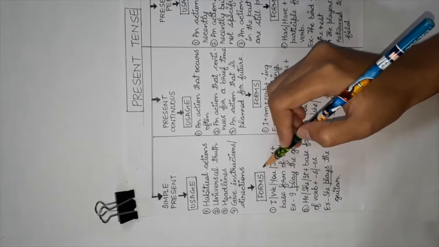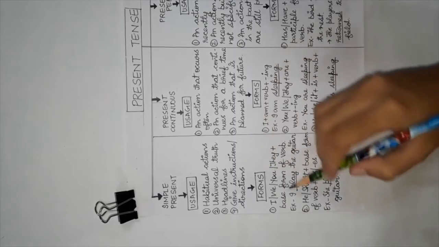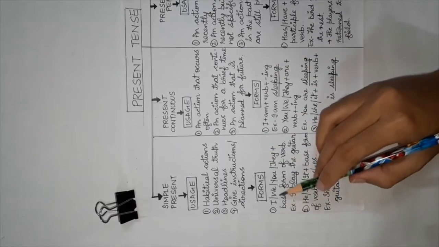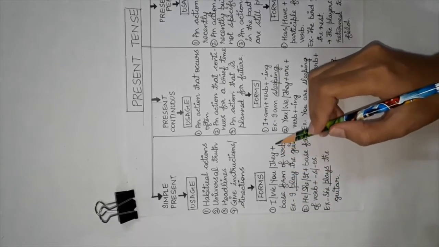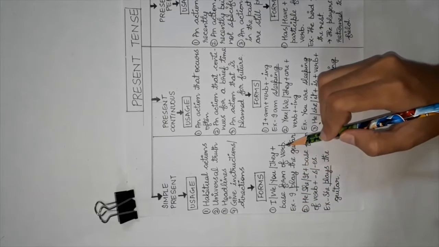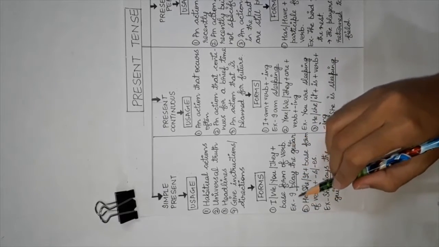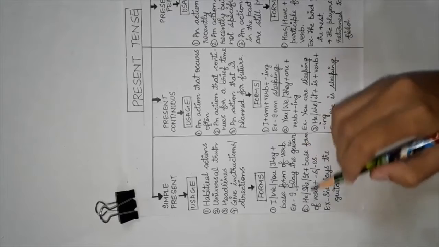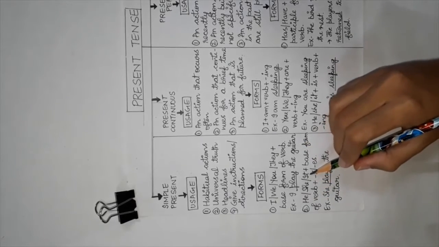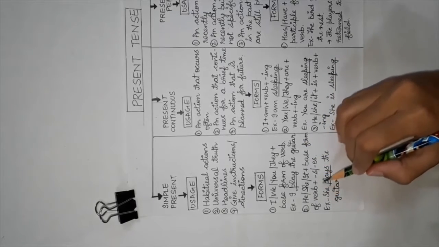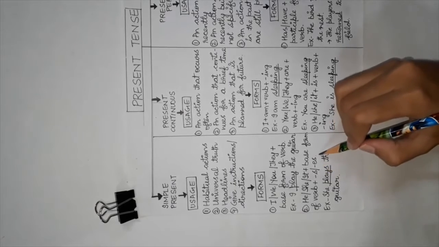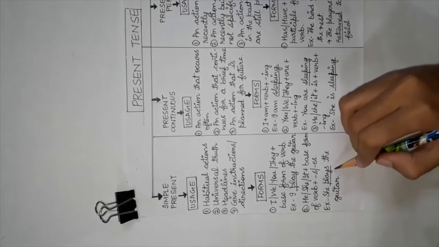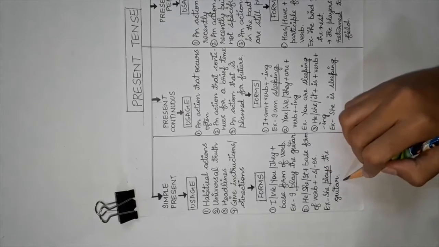And the forms which we use in forming the simple present tense are: with I, we, you and they, we use the base form of the verb. For example, I play the guitar. With he, she, it, we use the base form of the verb plus s or es. Example, she plays the guitar.